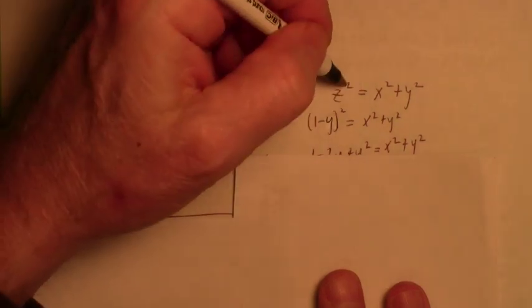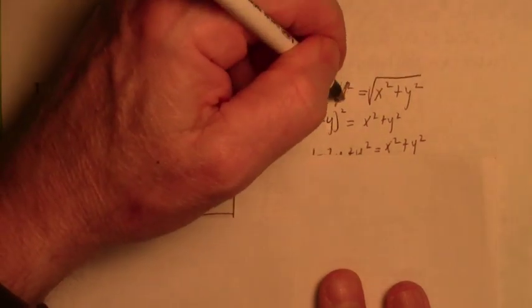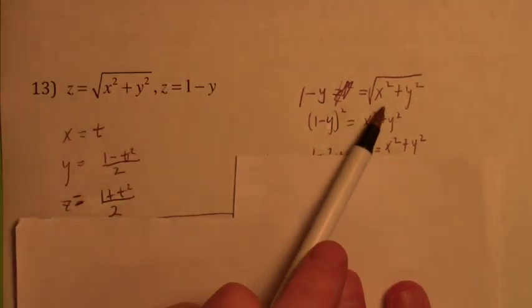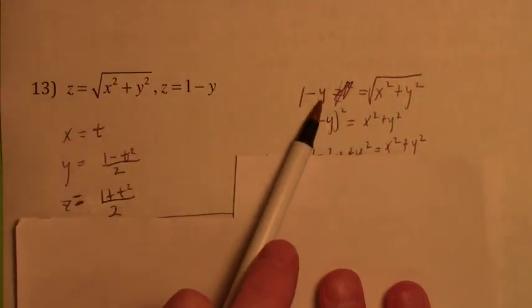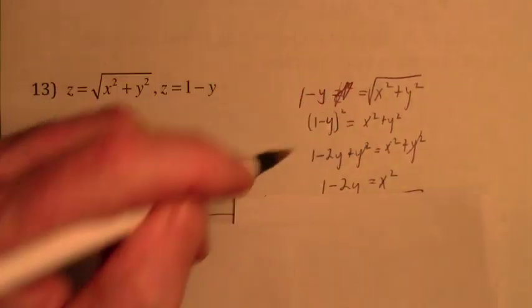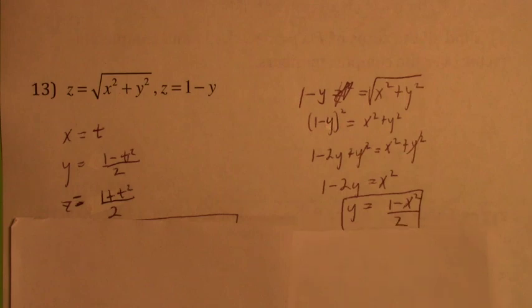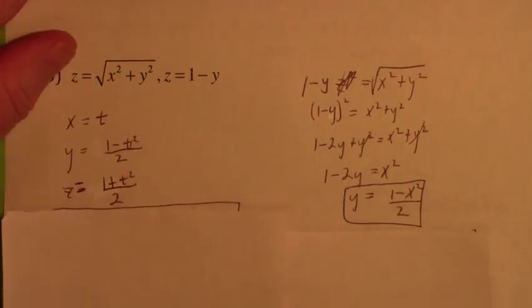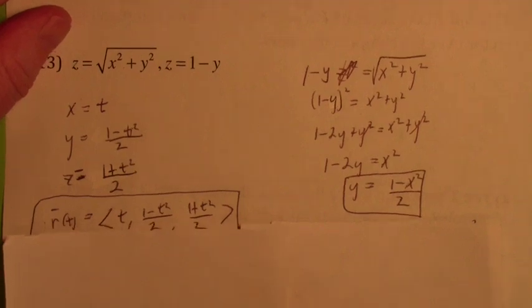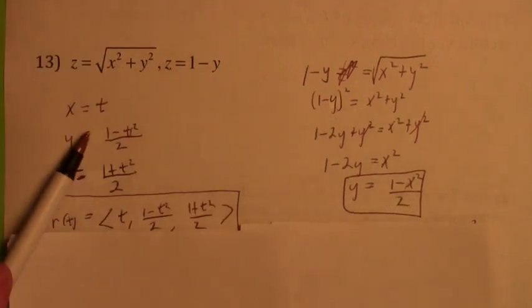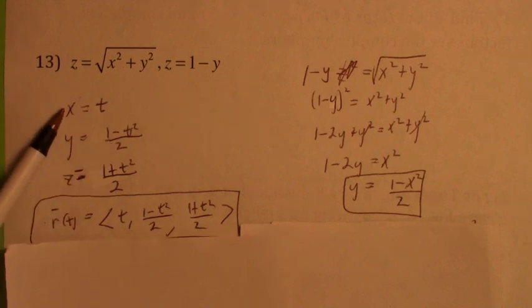I would let the square root of x squared plus y squared equal 1 minus y. If you square both sides, you'll notice that the y squareds cancel. So then you can solve this for y, it turns out. So what does that say? Since you can solve this for y, this is kind of tricky, but what you would do is let x be t, y would be (1 minus t squared) over 2, and then how do you find z?